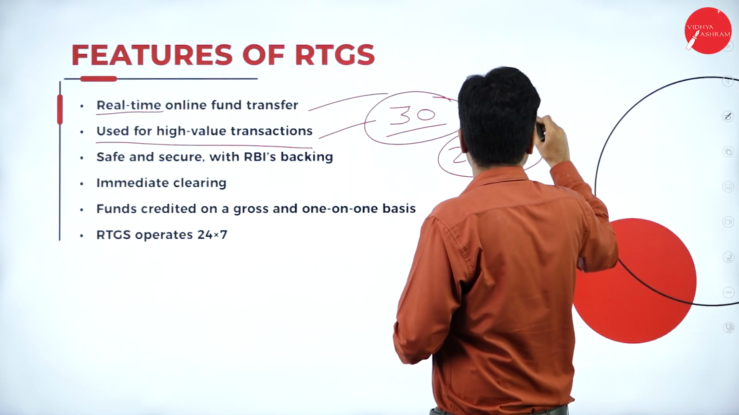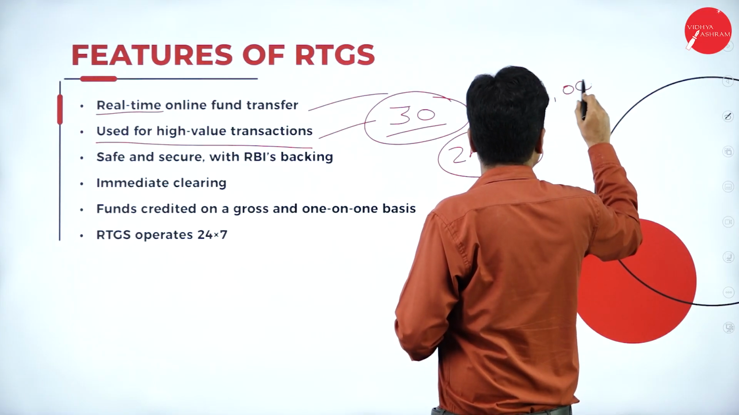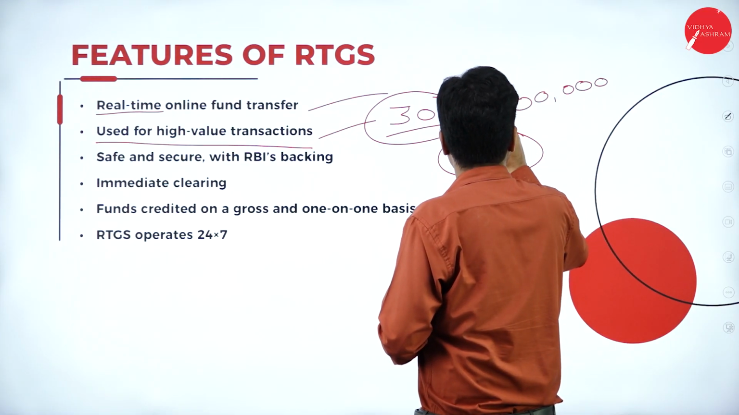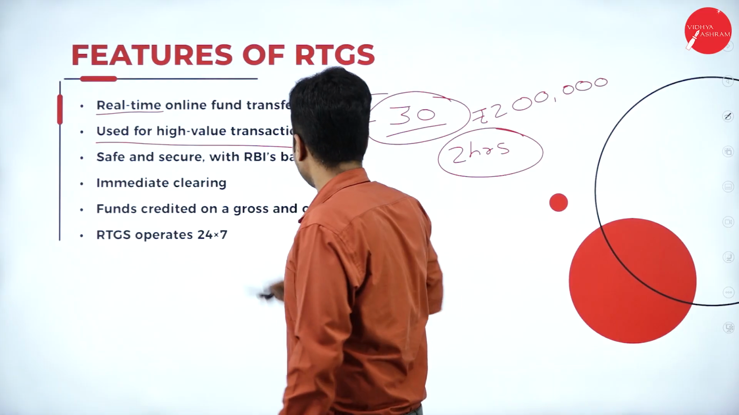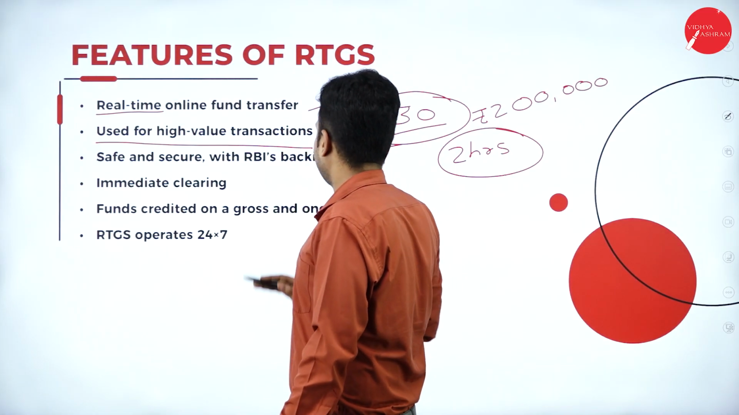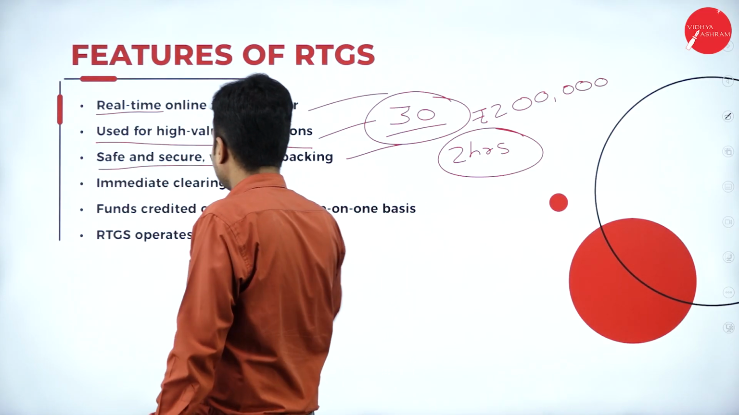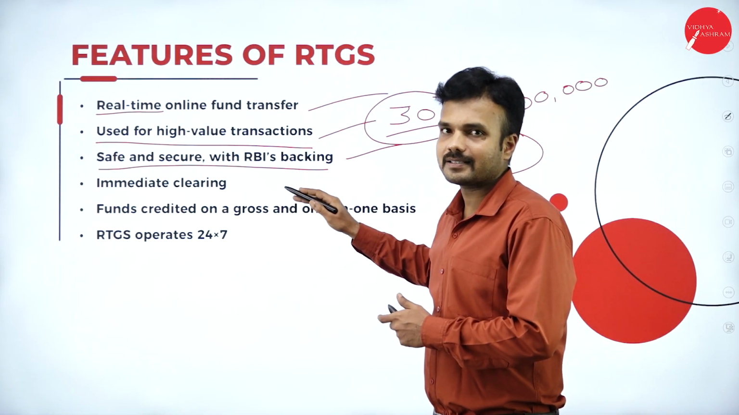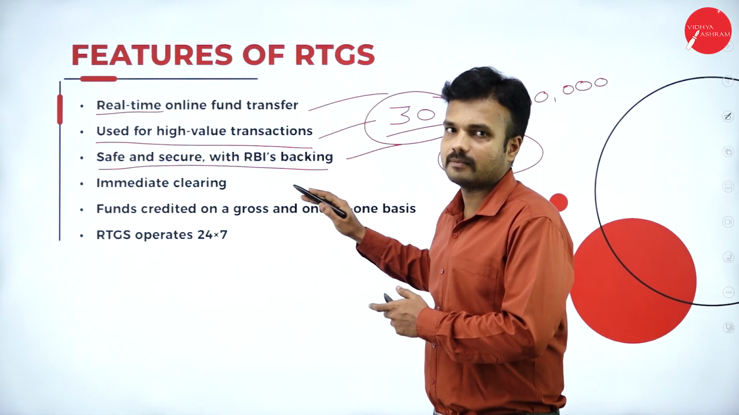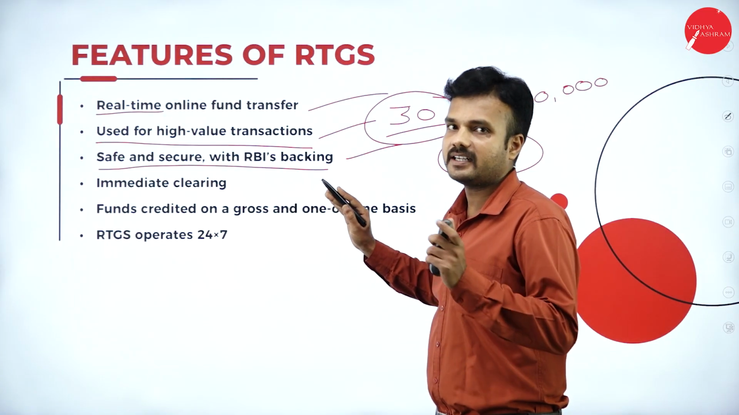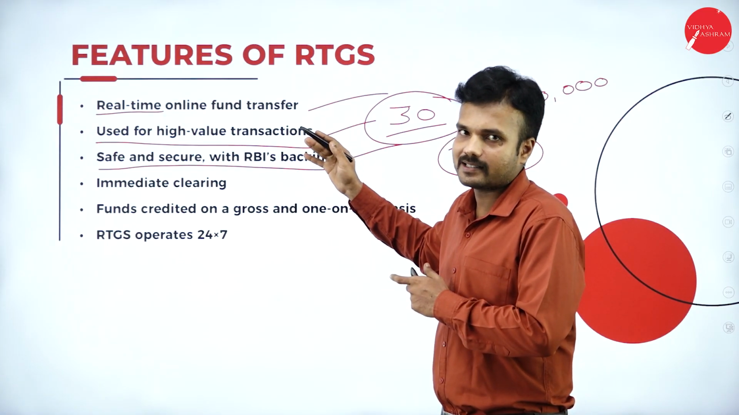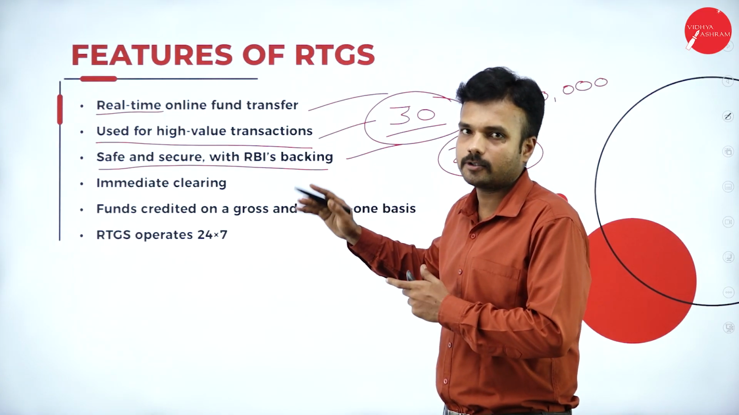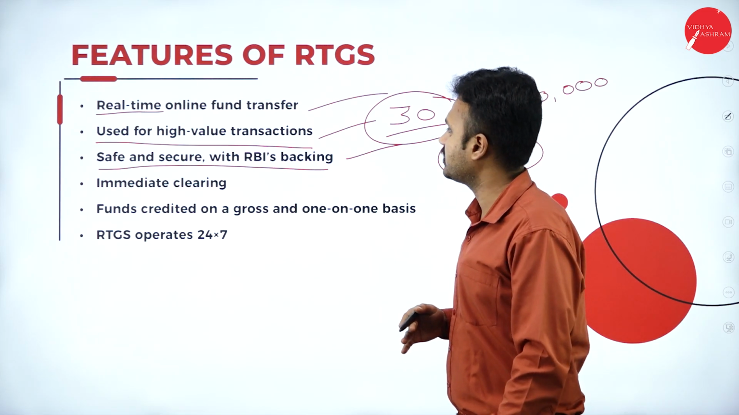As I said, the minimum limit is 2 lakh rupees. Safe and secured by RBI's banking. Means for whatever transaction happens through RTGS, the RBI is the responsible authority. It is going to take care of the authenticity of the RTGS transaction, whatever transaction we make through RTGS.